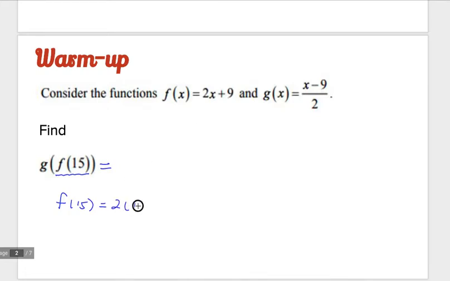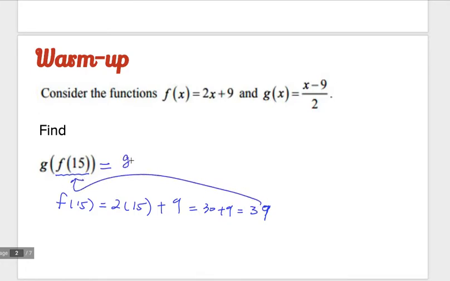So 2 times 15 plus 9. 2 times 15 plus 9, which is 30 plus 9, 39. So that's the value of f of 15. So since f of 15 is 39, I'm going to replace this part with 39. Then I just use this function.